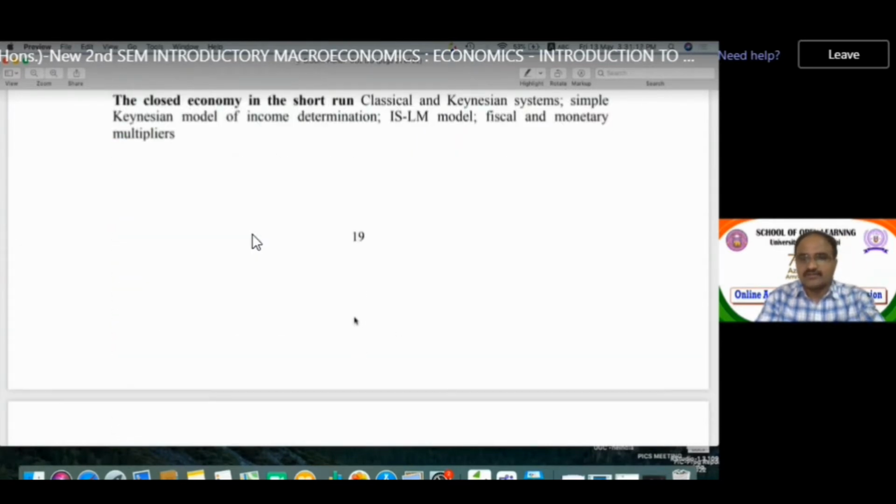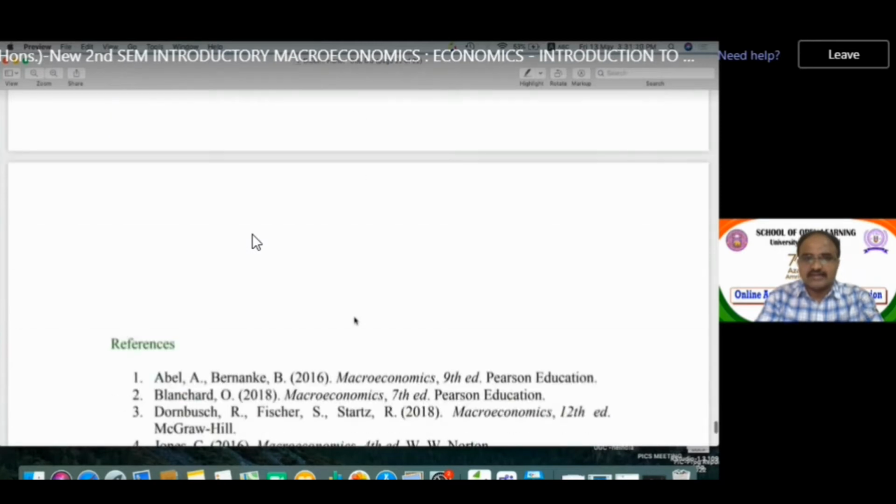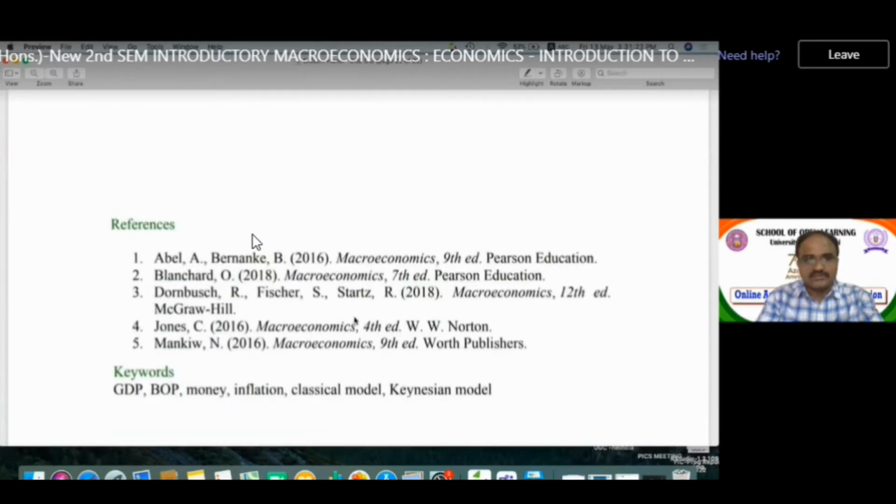So what are the referred books? In the syllabus, these are the referred books. That is Abel and Bernanke, Croushore, Macroeconomics, Pearson Education. The second book is Olivier Blanchard, Macroeconomics, 7th edition. The third book is Dornbusch and Fischer, Macroeconomics, McGraw-Hill. And other than those books, the Mankiw book, Macroeconomics. Okay, learners, these are the important referred books.